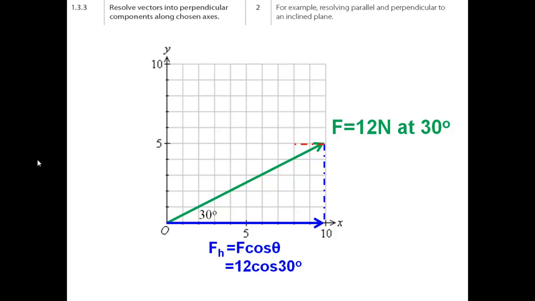Likewise, if we want to find the vertical component, we want to find out what is the size of this component, which is the vertical component of the 12 Newton force. Here we're looking at the opposite side, which is going to be the sine. So the vertical component of the force is F sine theta, or in this case 12 sine 30.